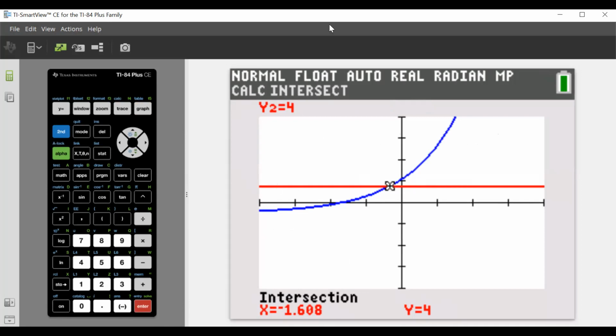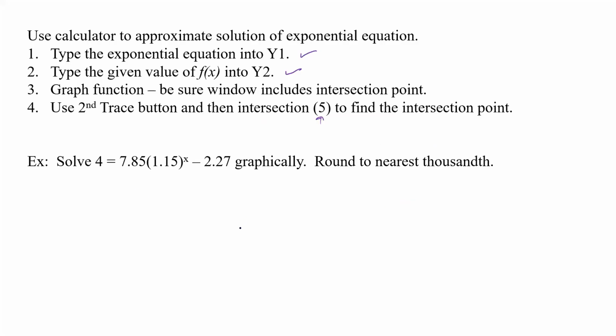So that means round to the nearest thousandth. Well, that says x is equal to negative 1.608. So that's the thousandth, and that's all they gave us. So that's good. They wanted it to the thousandth. Okay, so that's how we can solve these graphically. We plot one side over here equal to y1. Then we plot our other side as y2, find that intersection, and we get our value out.